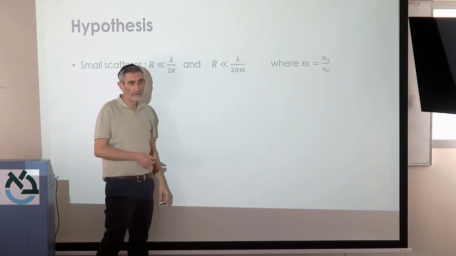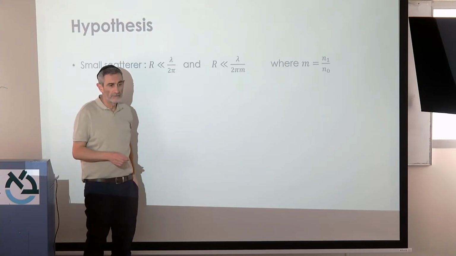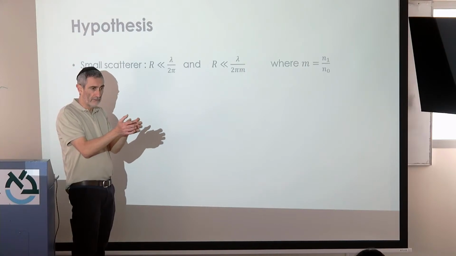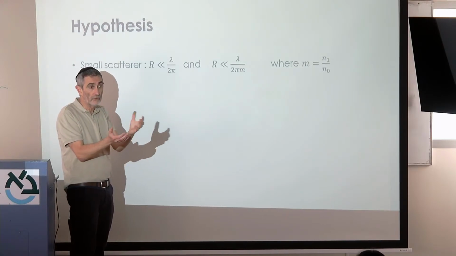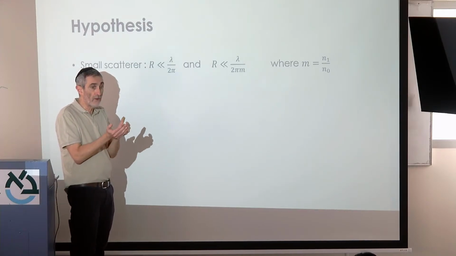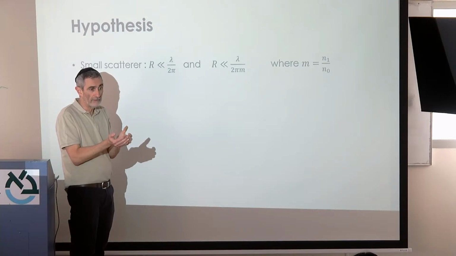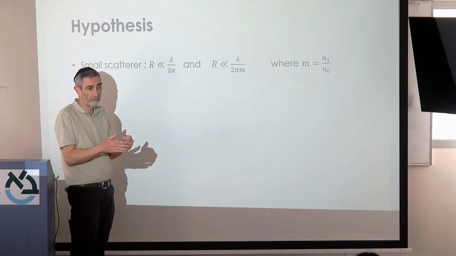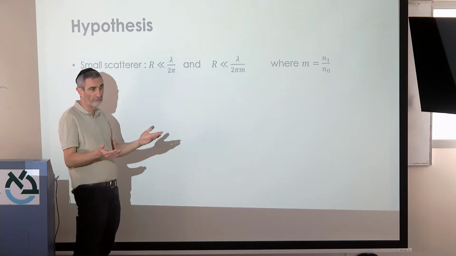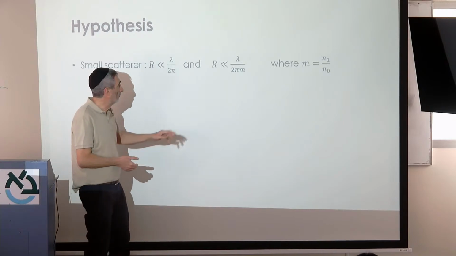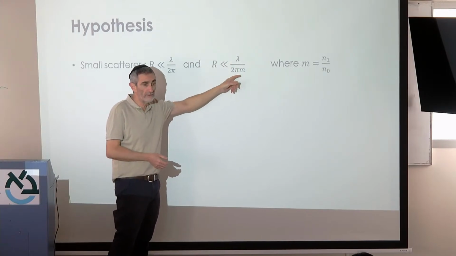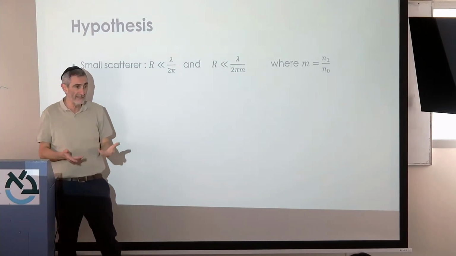Why? Because the scatterer itself is a medium with some index of refraction, or some epsilon. This index of refraction changes the wavelength of light. The wavelength in a medium with an index of refraction larger than 1 will be smaller than the wavelength in free space. So if you want to compare the size of the object with the wavelength, you should take the actual wavelength, the wavelength inside the medium.